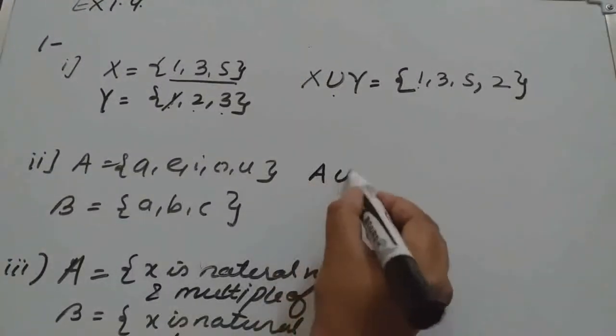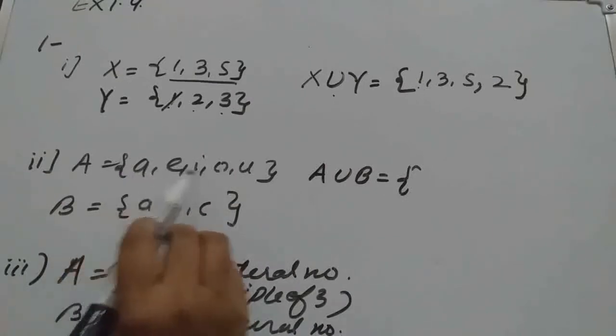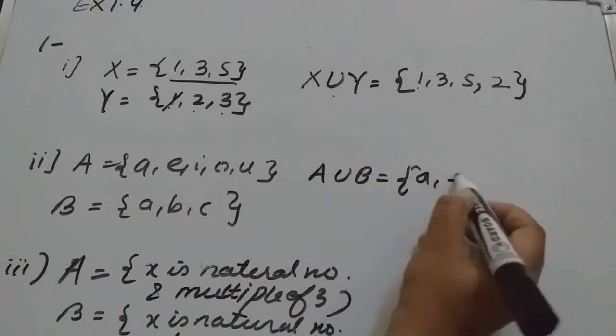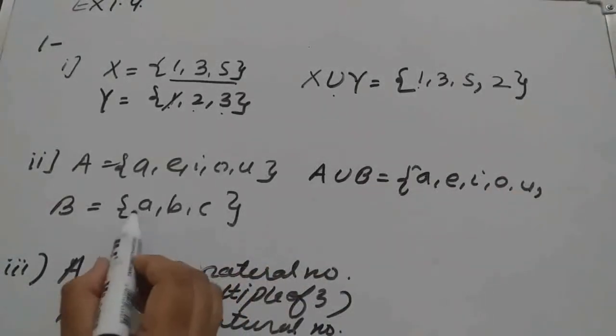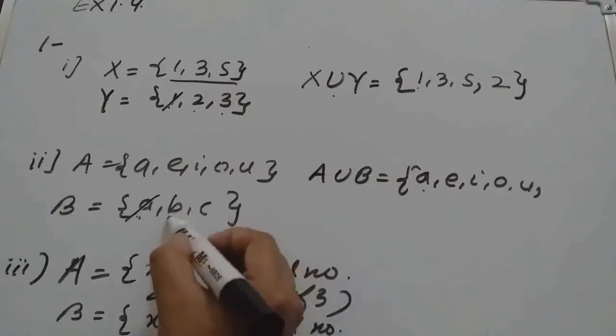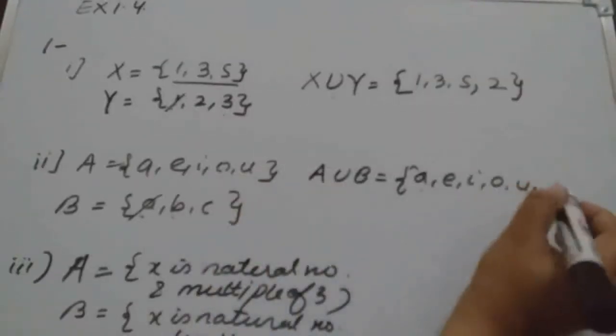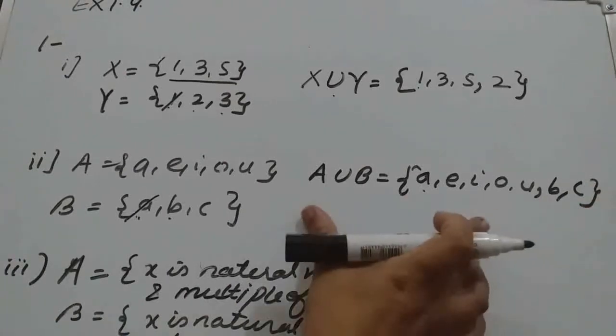Similarly, A union B will be: write all the elements of the first set. Then write the elements of the second set. So A is already there, isn't it? B is not there in the first set, so B we will write here, and C also. So this will be the A union B.